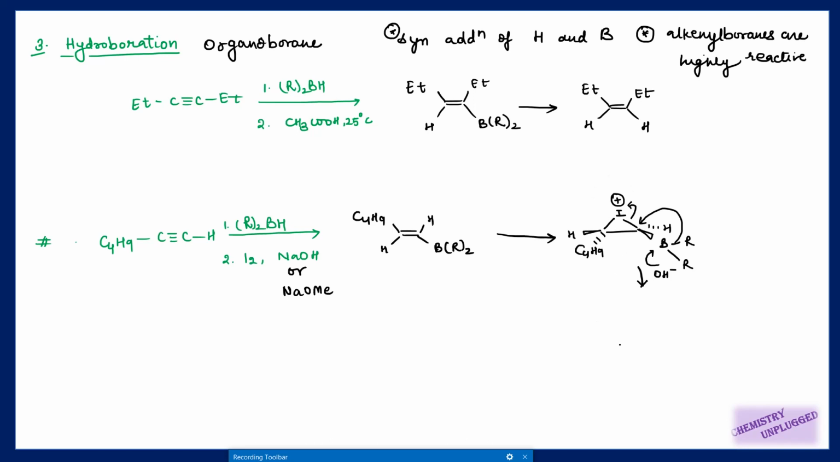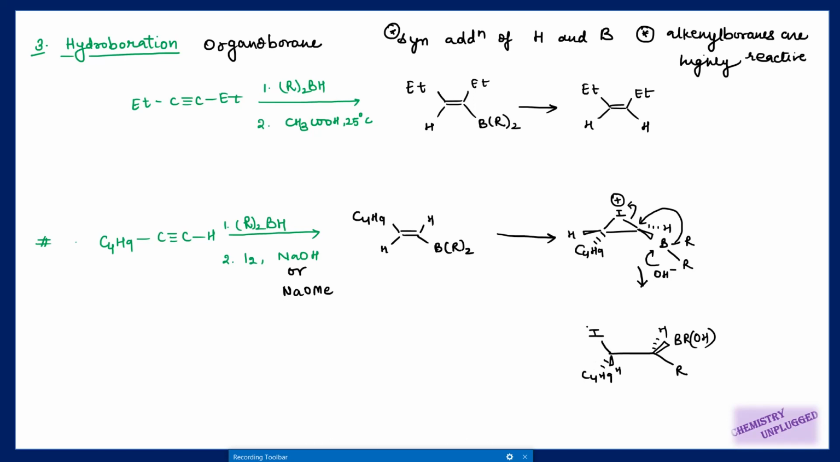And when it breaks, what you will get is that this I will go here, and this R from this boron will occupy the position anti to it, right? And this butyl will remain as such, H will remain like this, and this boron part is like this, right? We will get this structure, right? So you will get this structure.